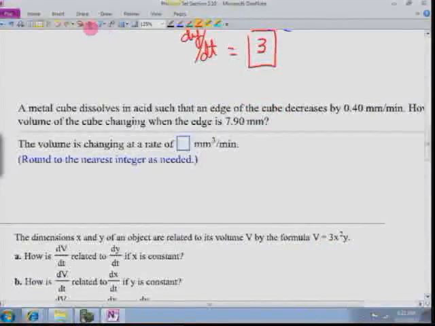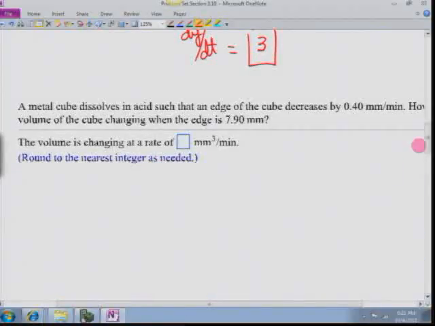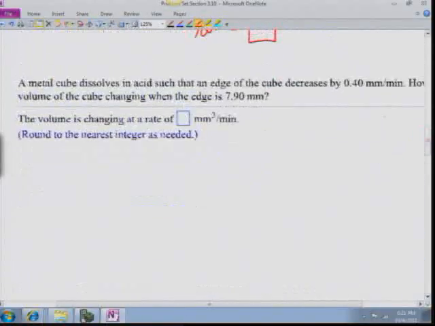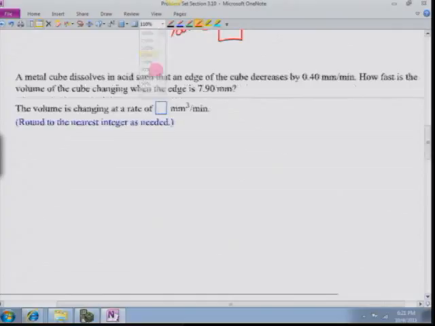Let's look at this one. This is where we got to do our own stuff. Let me make this down a little bit. Okay, a metal cube dissolves in acid. So just picture you got this cube, you put it in some acid. That's an interesting thought. Such that an edge of the cube decreases by 0.40 millimeters per minute. Decreases, and then you have a rate.